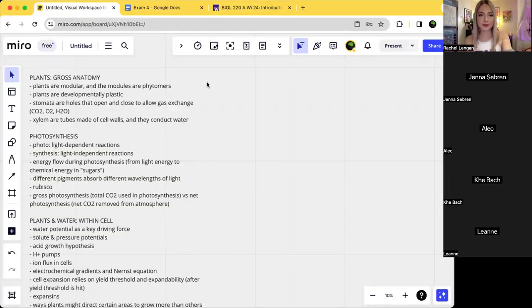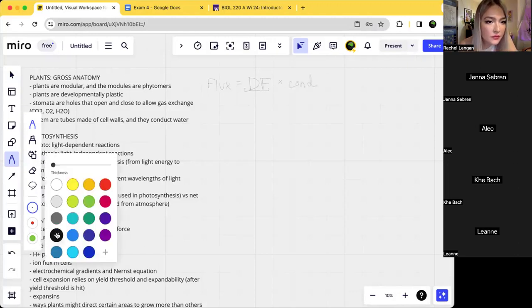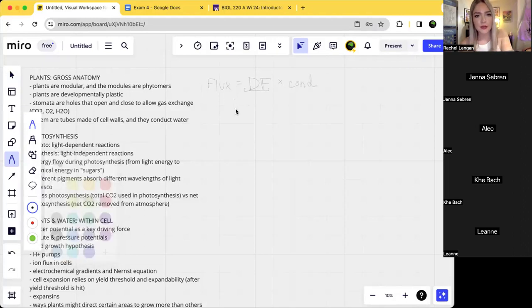If I were to write out the flux of water, the flux equation is driving force or gradient times conductance. The driving force or gradient is going to be the water potential of one area compared to the water potential of another area. That's your gradient. And then the conductance or the resistance is going to be open stomata. That will tell you the flux of water.